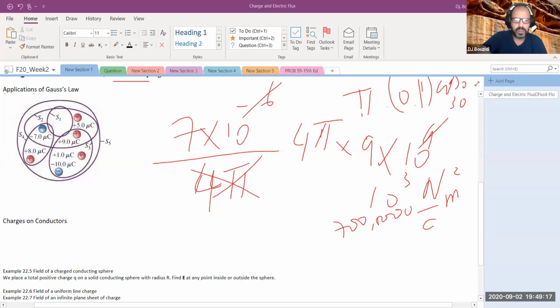Let's continue first with the lecture, because the lecture is mainly applications of Gauss's law and how to apply it in different situations. So let me share my screen with you. Going into my OneNote. Basically, we looked at this situation.